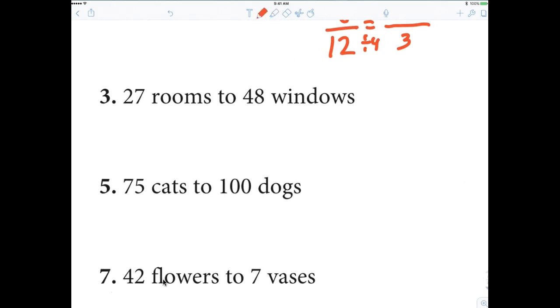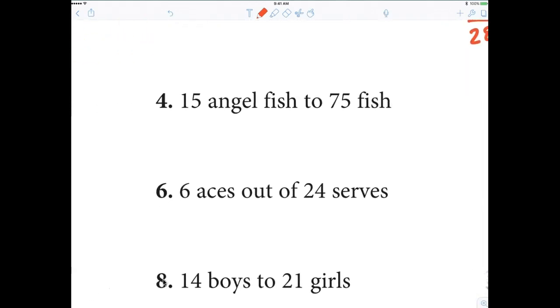So question number 3, we would just say 27 to 48. And then we're going to divide by 3. So we end up with 9/16. Simple as that. Continue on.